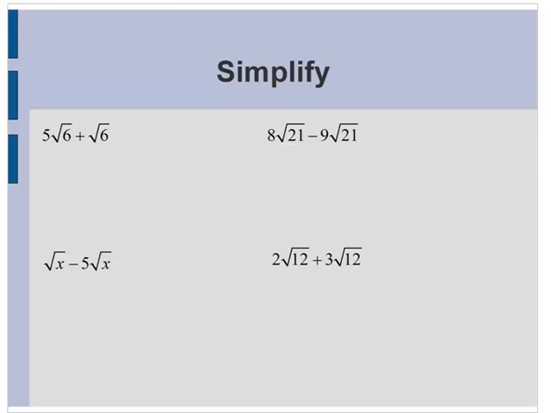So let's look at a couple of these. If we had 5 times the square root of 6 plus the square root of 6, remember that there's an understood 1 times the square root of 6. So then combining these like radicals, I could write 6 times the square root of 6. 8 times the square root of 21 minus 9 times the square root of 21. That's like 8 minus 9, negative 1 times the square root of 21. So I'd like for you to try the next two on your own.